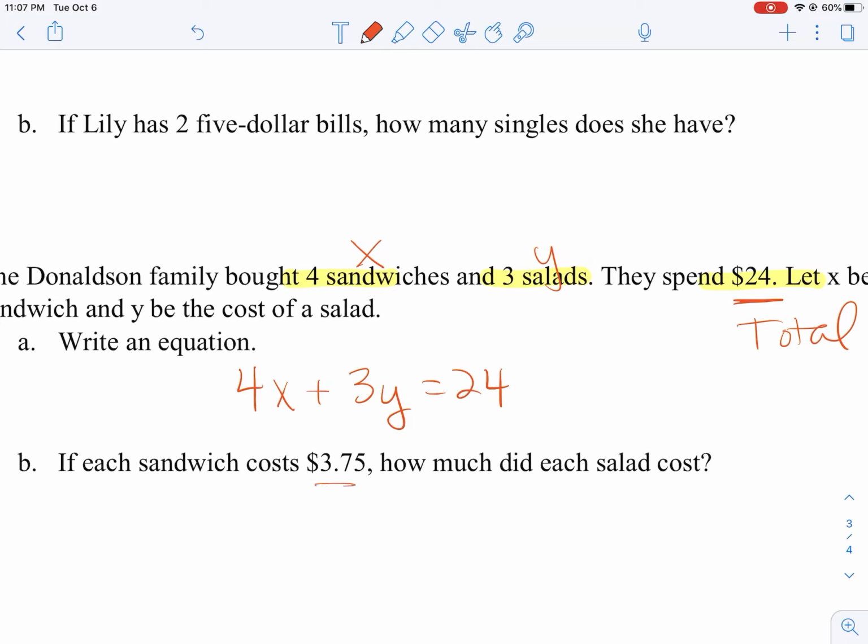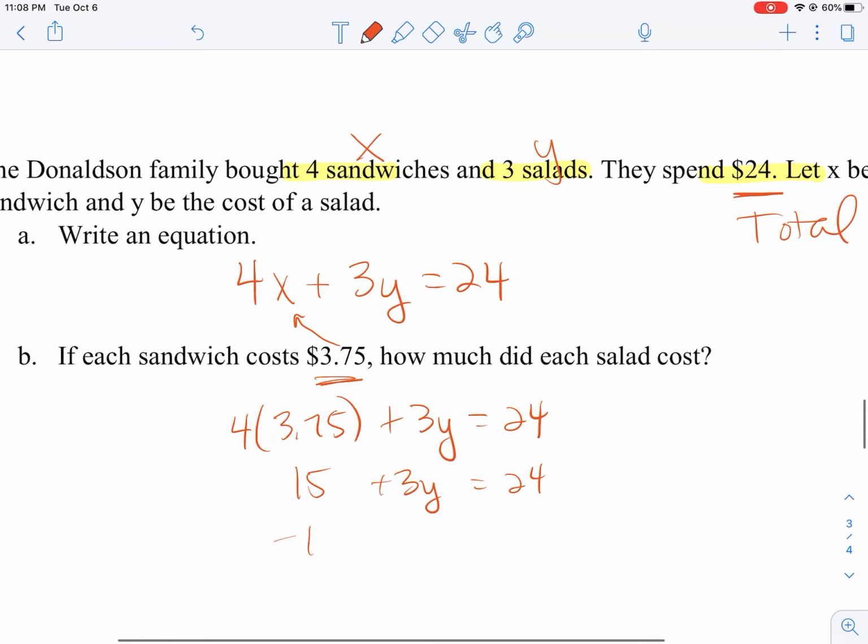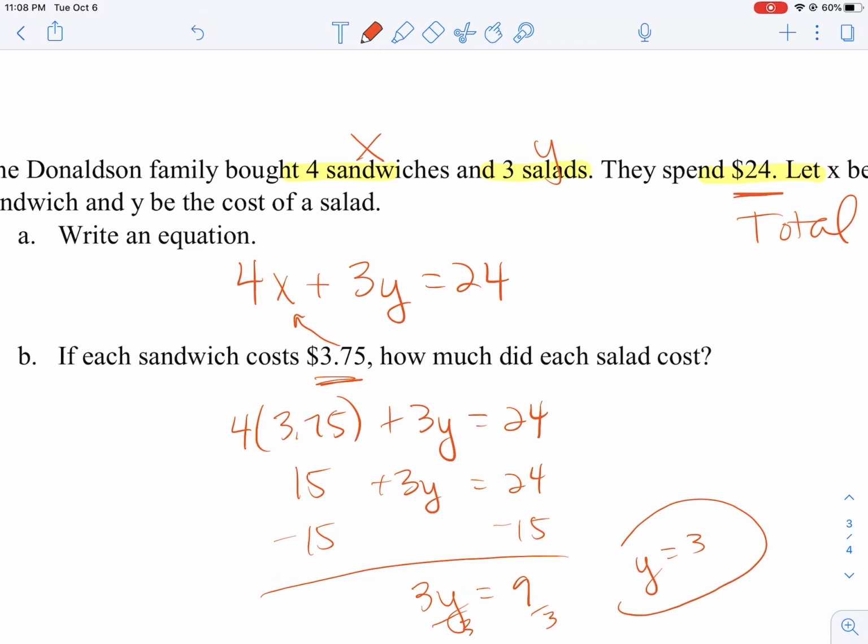All right. And then it says that a sandwich costs $3.75. Well, sandwiches to me was x. So 4 times 3.75 plus 3y equals 24. And then you can do this math. I'm typing it in right now. So that's 15 plus 3y equals 24. And if I subtract the 15, I get 9. Divide by 3, y equals 3. So that means that a salad was $3.